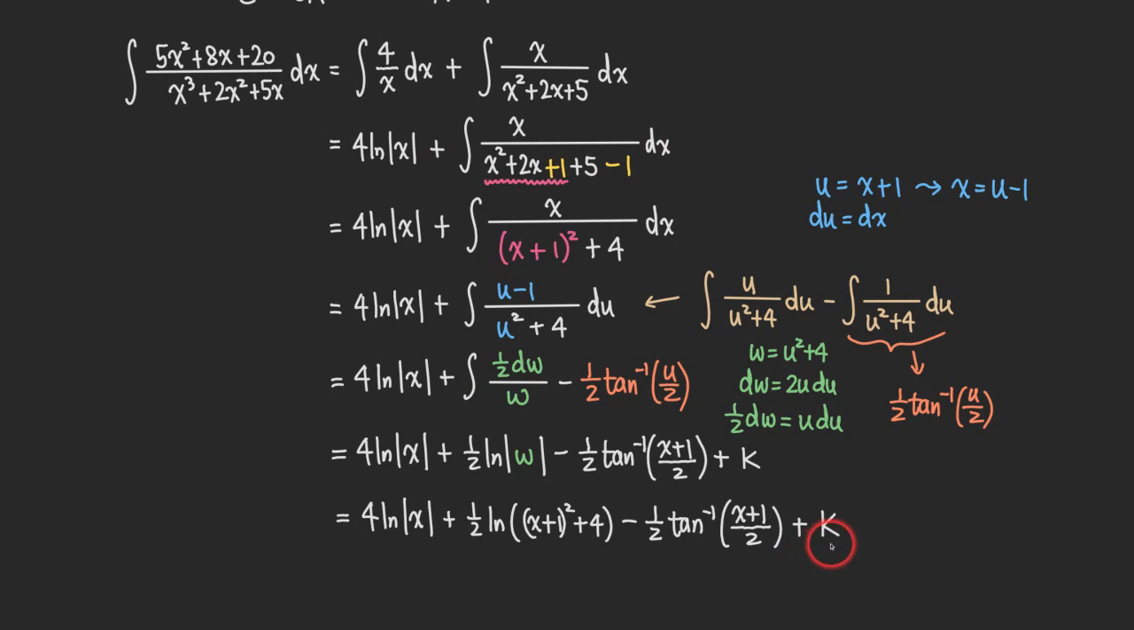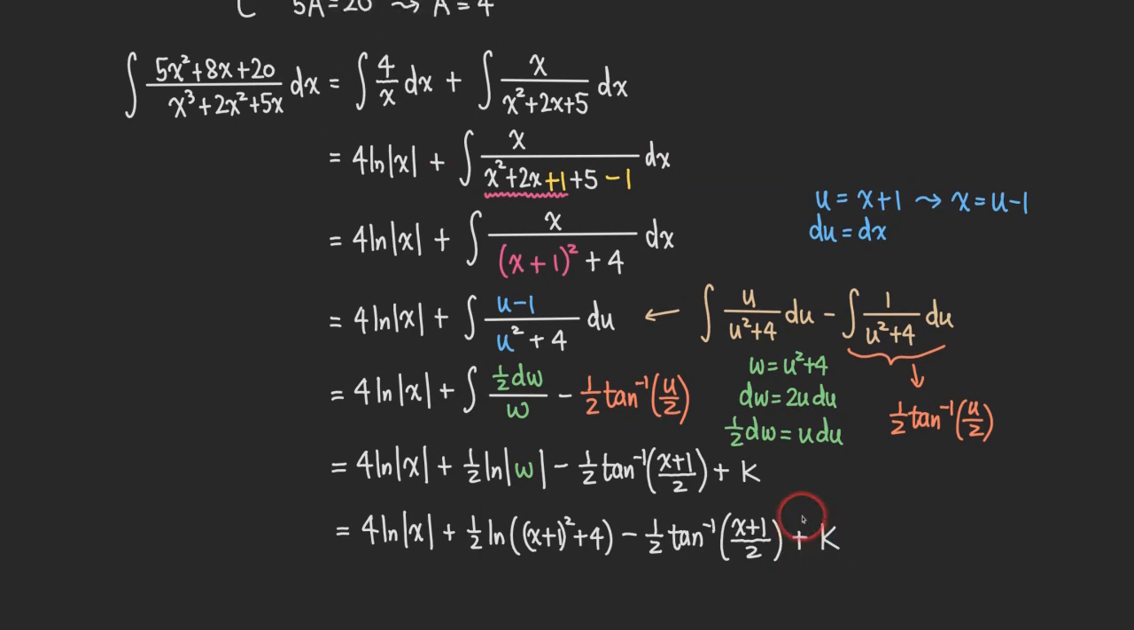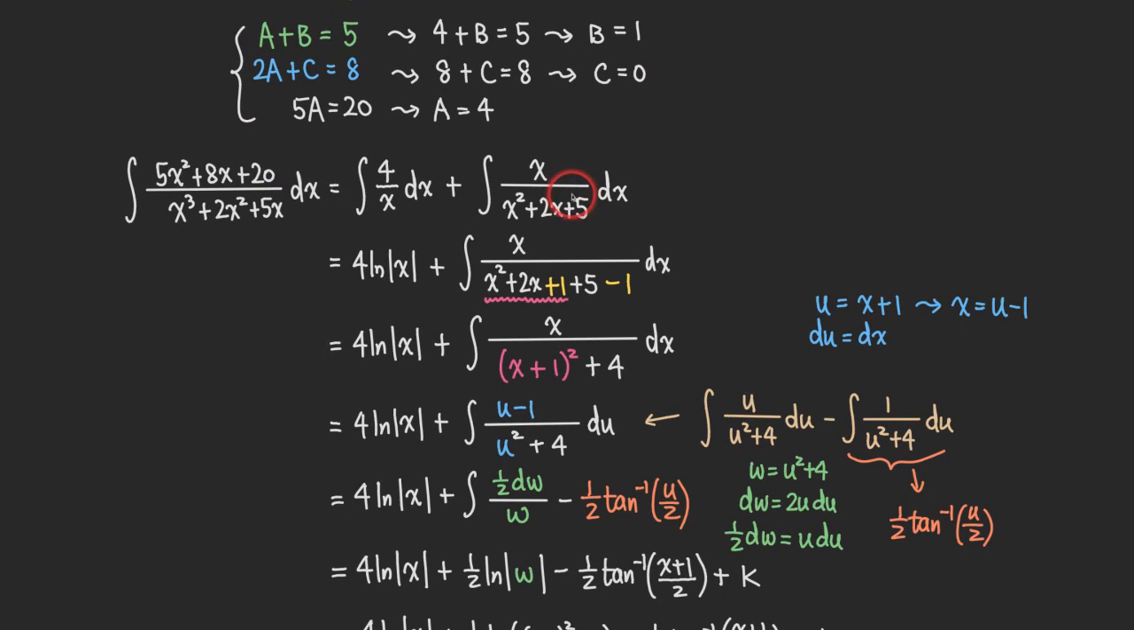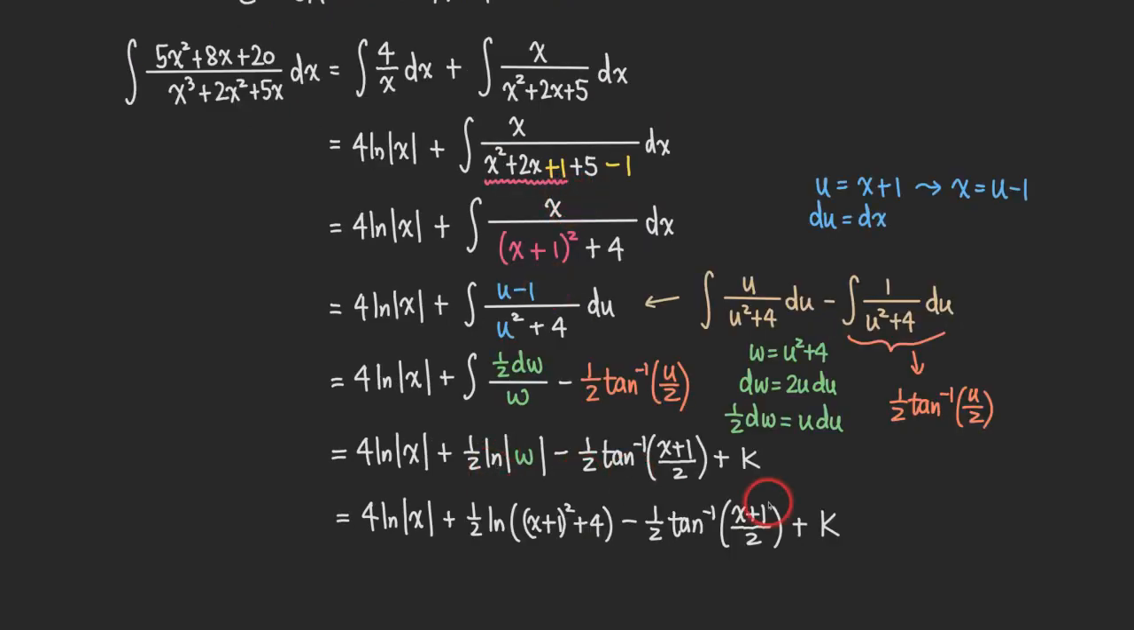Okay, I cannot be using the C here for the constant of integration because we already have a C that's being used as the unknown constant when we're doing partial fraction decomposition. So that's our final answer, right?